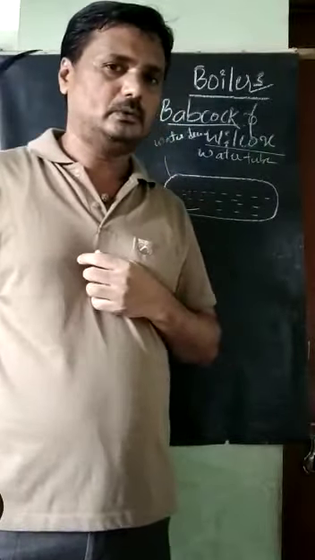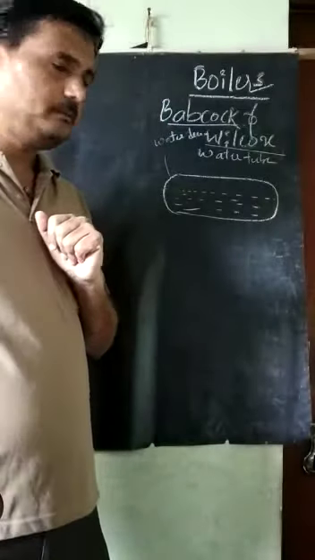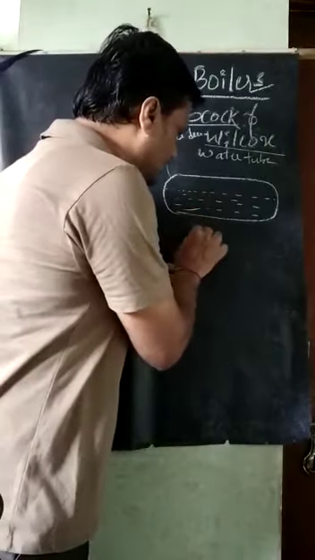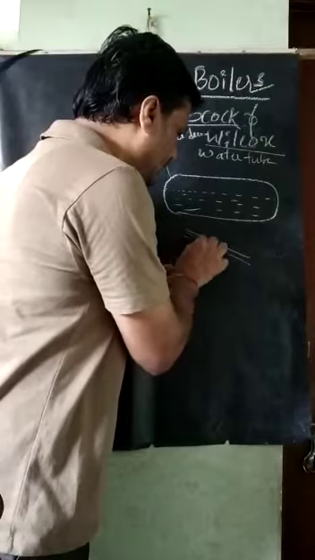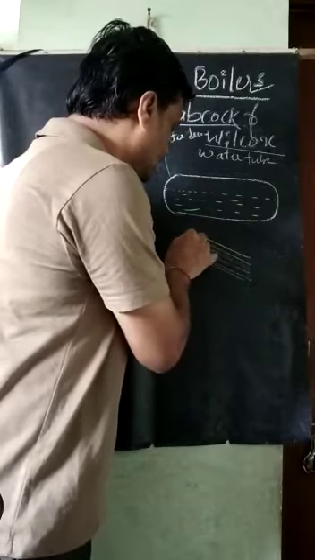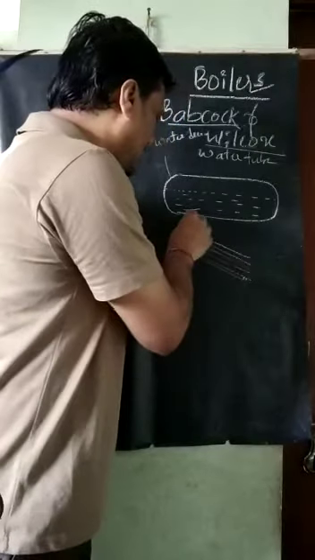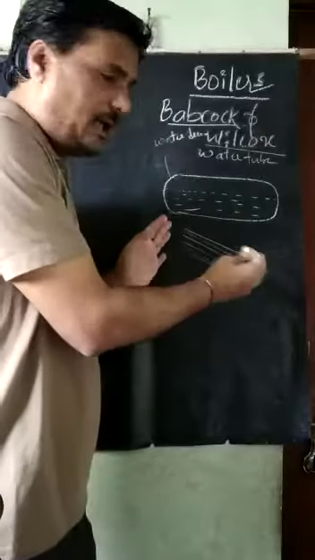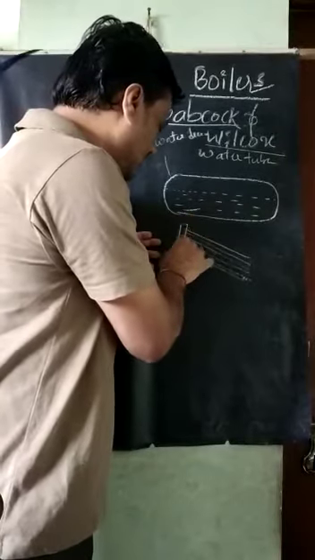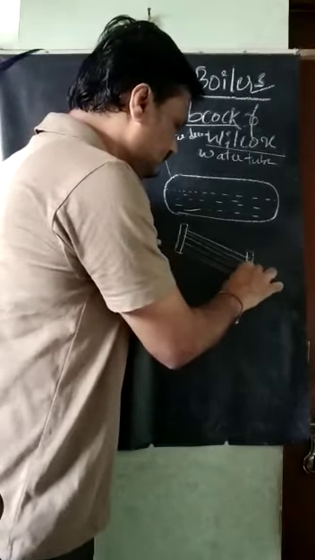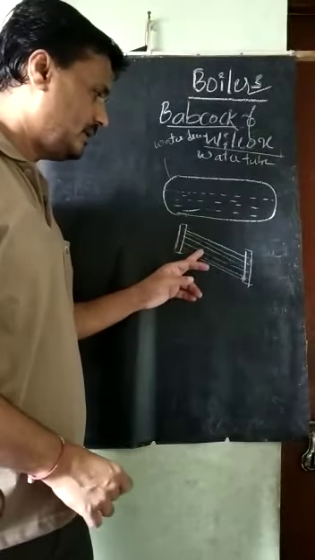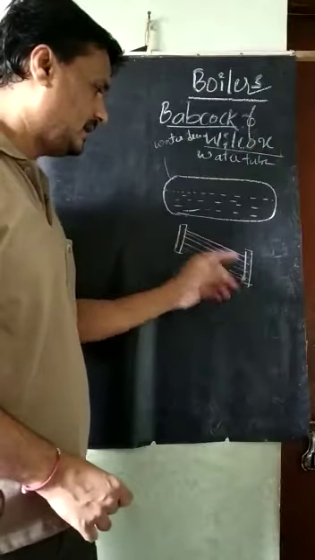How to convert this? For this conversion, there will be bundles of tubes. These bundles of tubes, at both ends, are connected with headers. These are called the headers. Separate tubes connect the bundles of tubes with the headers.